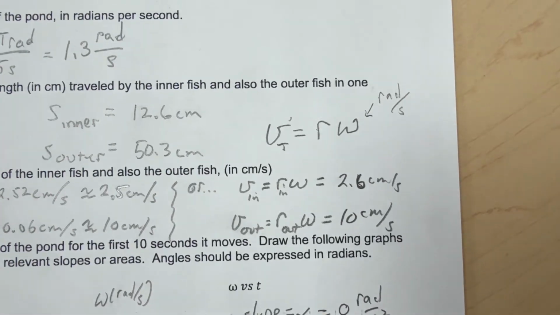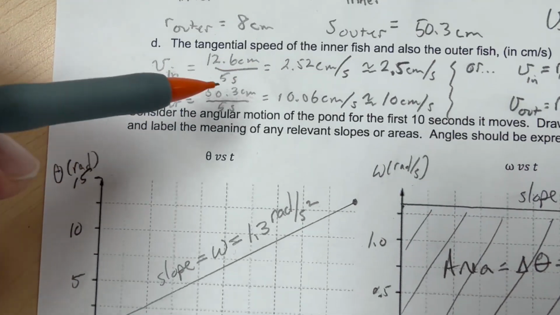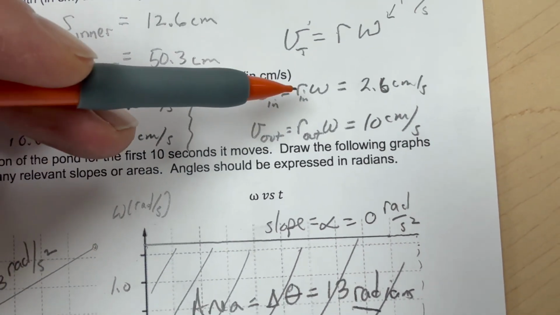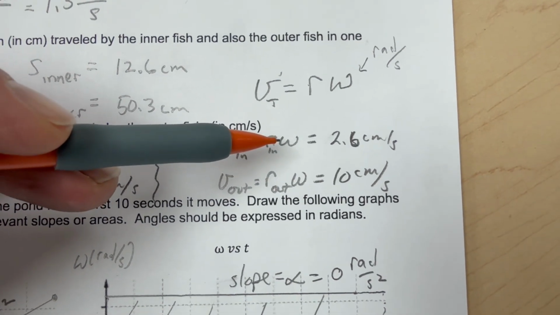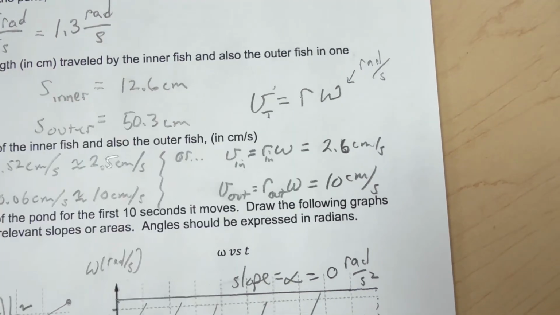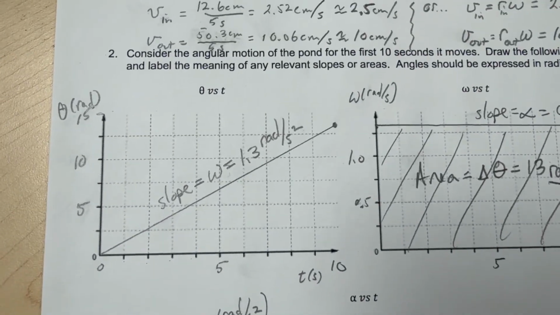It will not work. So an alternative way of doing this, instead of just dividing distance by time, is to simply take the radius of the fish, or the fish's path, I should say, and multiply it by that angular speed of 1.3 radians per second. And you get about the same thing. There's some rounding differences.